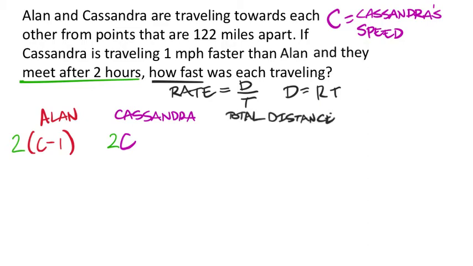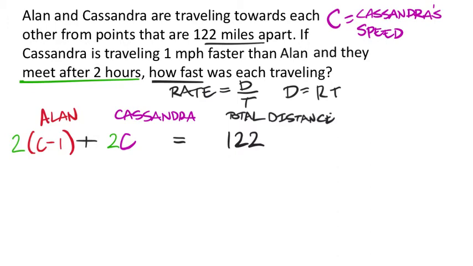So the distance they travel together is set up here as 122 miles apart. But they're both traveling towards that distance, so I'm pretty sure we're adding those two distances. Alan's distance plus Cassandra's distance ends up being a total distance of 122 miles right there. So let's go ahead and get started solving this equation.